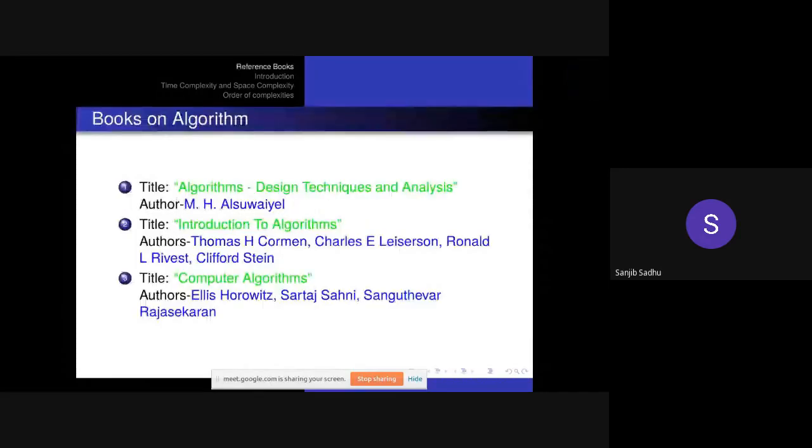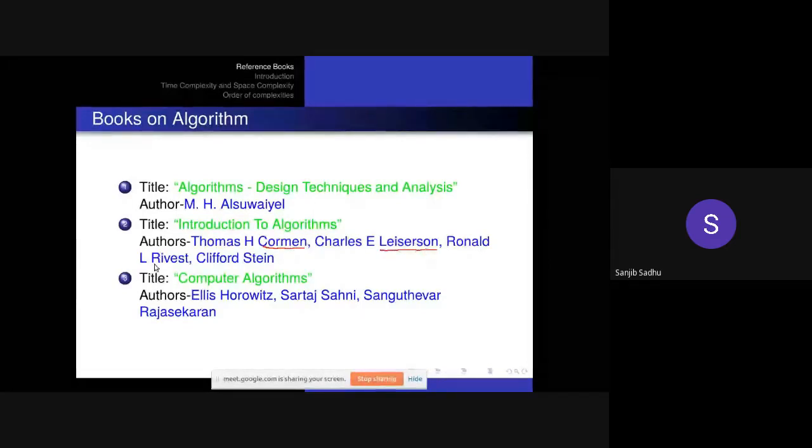Now the books. Most of you probably know the name of this book, Cormen. Thomas Cormen, Charles Leiserson, Ronald Rivest, and Stein. I think you will have the soft copy also. Introduction to Algorithms. This is a very good book, like a dictionary. It contains everything. A huge volume.